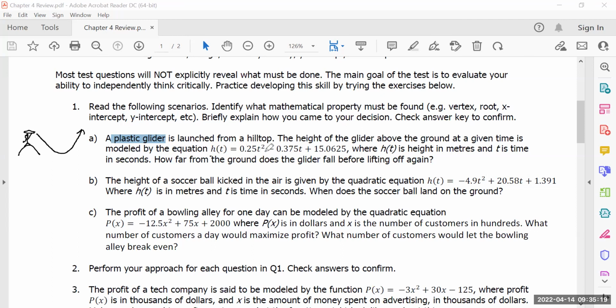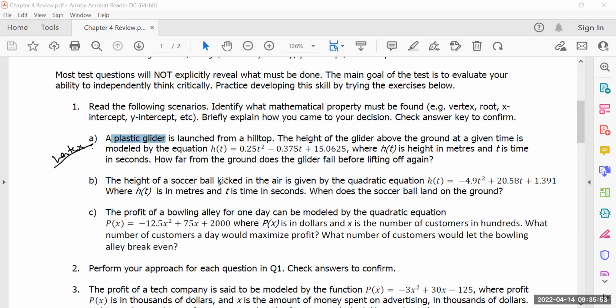How else do I know it's a parabola? Well, there's a t squared. How else do I know it's going down? Notice that the a value is positive. Lots of clues there to tell you what's happening. Now, the question says, how far from the ground does the glider fall? In other words, what's the lowest point before coming back up? 1A is going to be looking for the vertex. So we'll do that after.